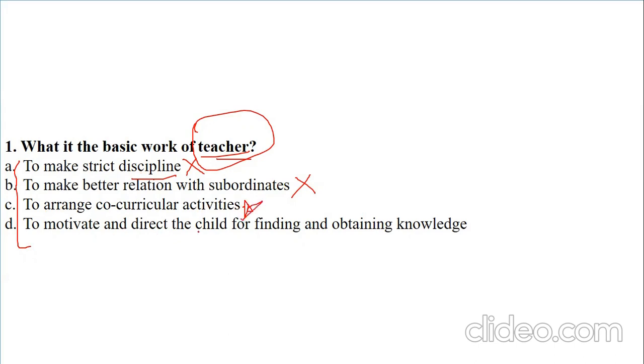To motivate and direct the child for finding and obtaining knowledge, yes, this is the perfect answer for the basic work of a teacher. If you compare the last two answers, which is the closest answer to the question? It is to motivate and direct the child for finding and obtaining knowledge. So when you go for the answers, you can see option D is the right answer. What is the basic work of a teacher? To motivate and direct the child for finding and obtaining knowledge.